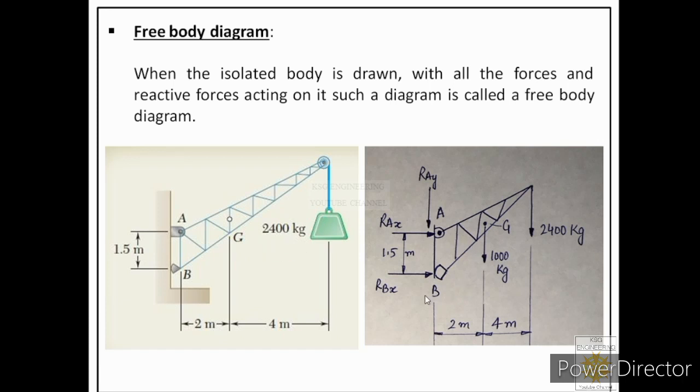Now you can see over here its free body is drawn. You can see two active forces are shown. One is the weight lifted by the crane. Second is the weight of the crane itself. Then we have labeled three reactive forces provided by these supports placed at end A and at end B of the crane. After placing active and reactive forces, we have placed different measurements also in the free body diagram.